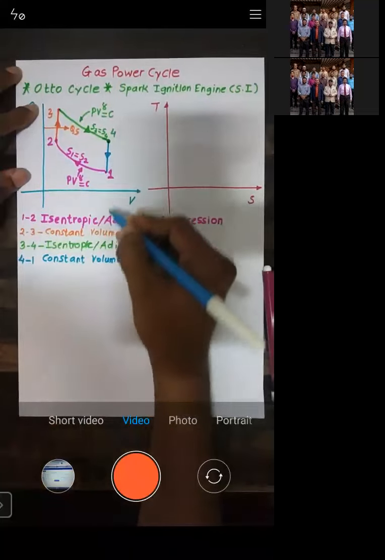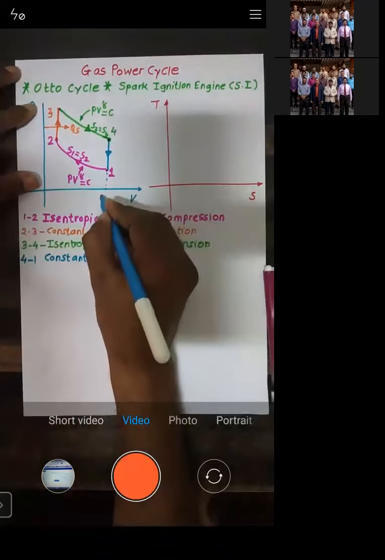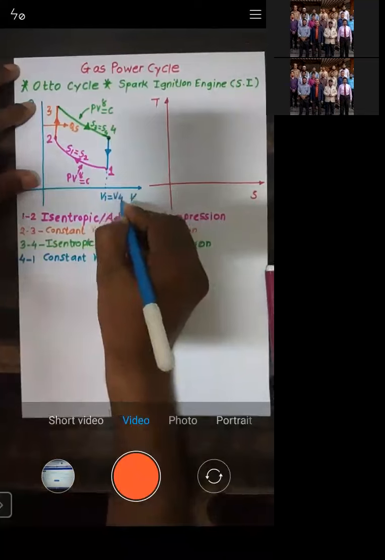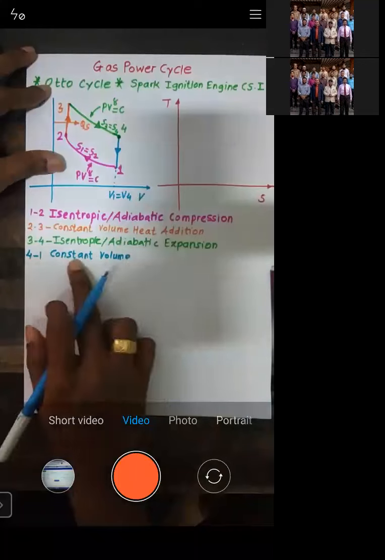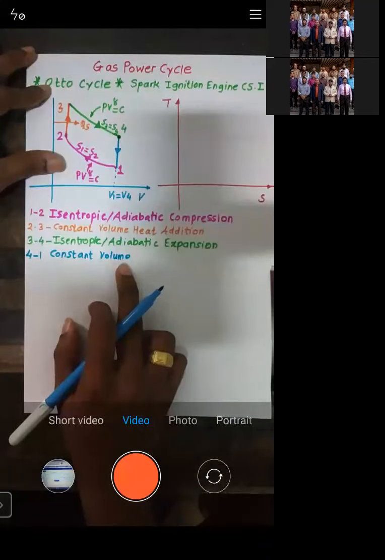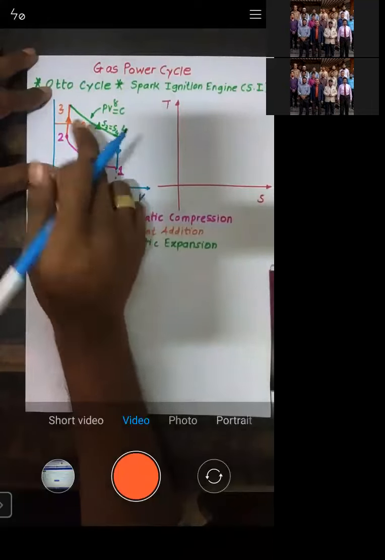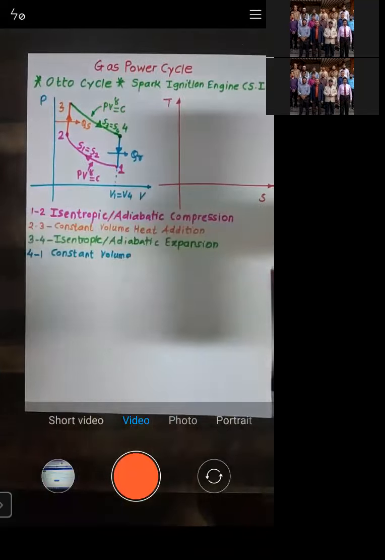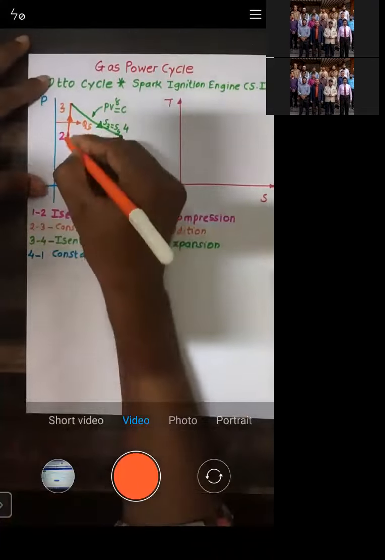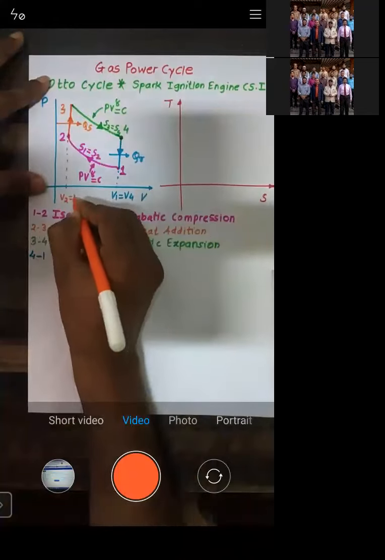During 4 to 1, what happens? Volume is constant, that is V1 is equal to V4, right? It's a constant volume. But see, during 2 to 3, what have we done? We have supplied the heat. During 4 to 1, heat is rejected. Is that okay? Here only I'll just mention that V2 is equal to V3.